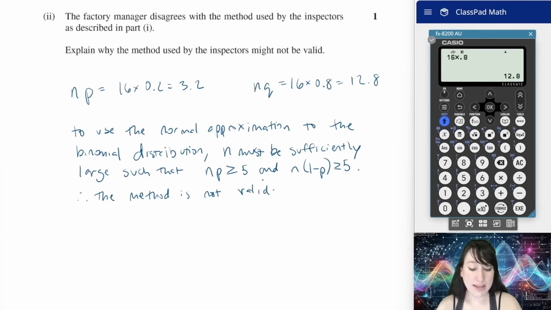So we'd say something like, to use the normal approximation to the binomial distribution, n must be sufficiently large such that np is greater than or equal to 5 and n(1 minus p) is greater than or equal to 5. Therefore, the method is not valid.